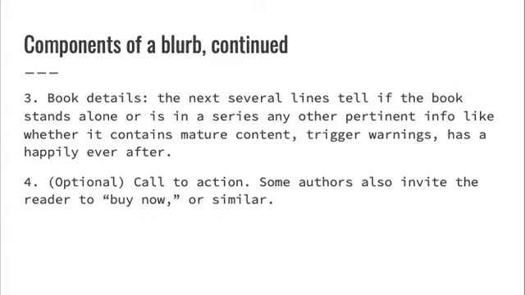Components of a blurb continued. These are the last 2 of the 4 total. 3. Book details. The next several lines tell if the book stands alone or is in a series, or any other pertinent info like whether it contains mature content, trigger warnings, has a happily ever after, etc. 4. Optional. Call to action. Some authors also invite the reader to buy now or similar.